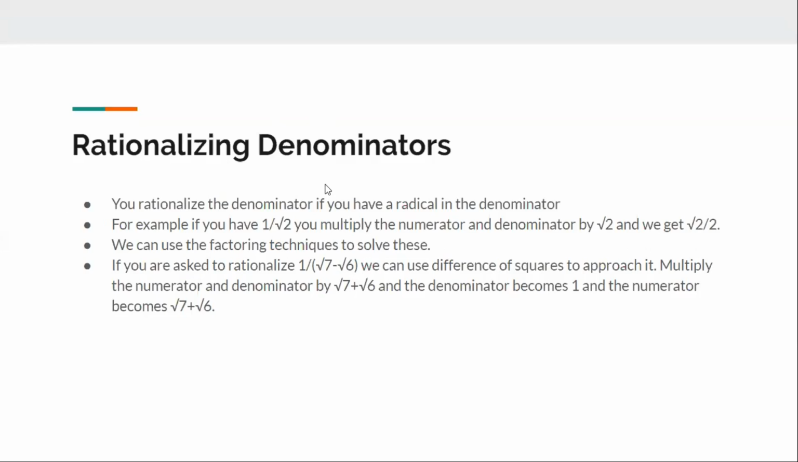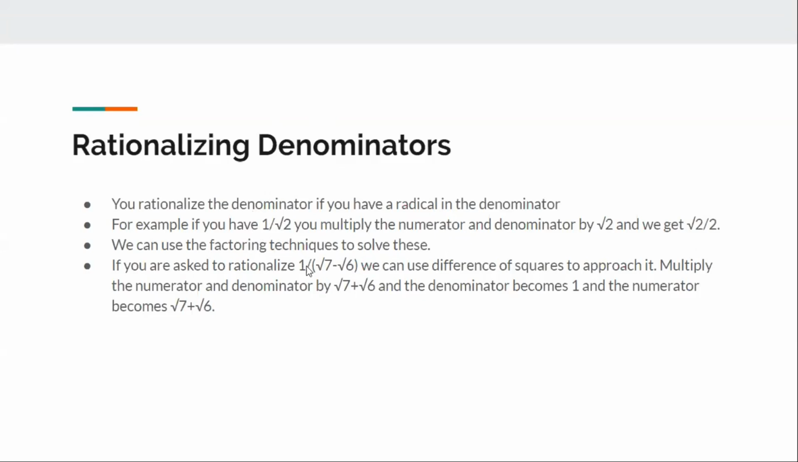Okay, rationalizing the denominator. You can rationalize the denominator if you have a radical in the denominator. For example, if you have 1 over square root of 2, you can multiply the numerator and the denominator by root 2, and you're going to get root 2 over root 2 times root 2, which is just 2. So that's now rationalized. We can use factoring techniques to solve these as well.